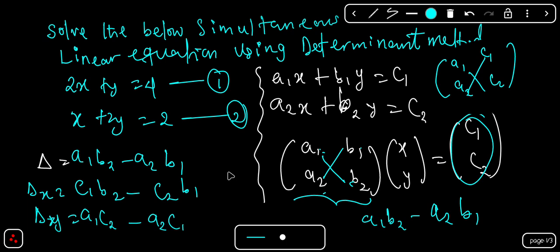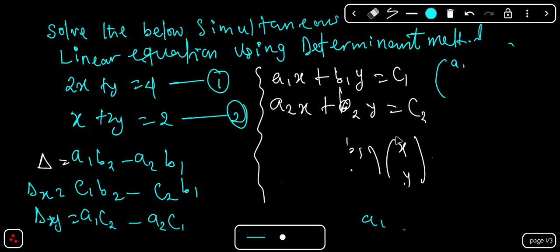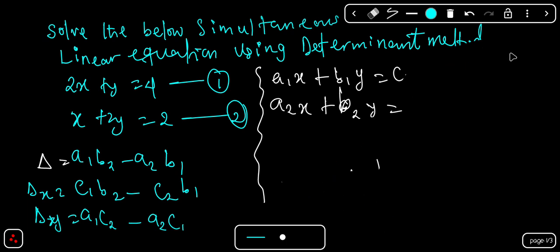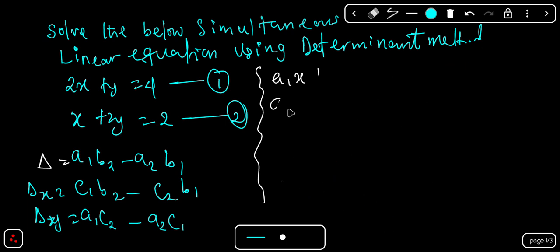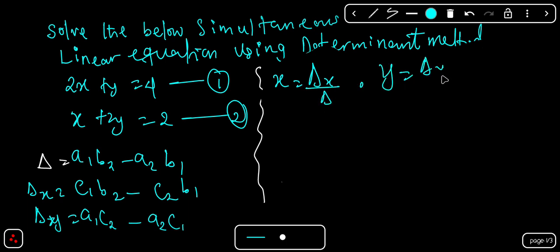After finding the determinant of x and y, the next thing to solve for x and y is very simple, and then you are done with the equation and you have your full mark. So x will be equal to the determinant of x over the general determinant, and y will be equal to the determinant of y over the general determinant. Now let's do that and solve this given problem.